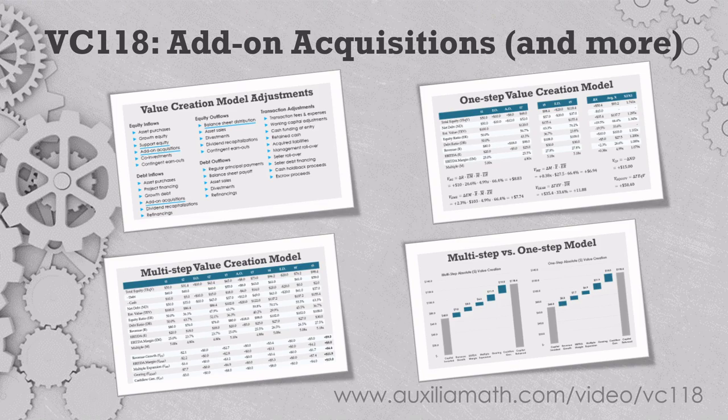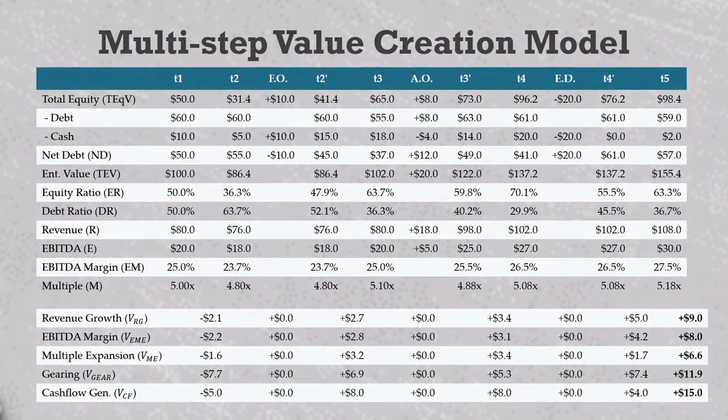You could probably already tell by comparing these 2 frames that the multi-step model requires a lot more data and a lot more work. It is a bit more accurate, but we'll see that the differences are typically minor. Ultimately, we will recommend the one-step model, but I think it helps to walk through this one first because it illustrates why the one-step math works.